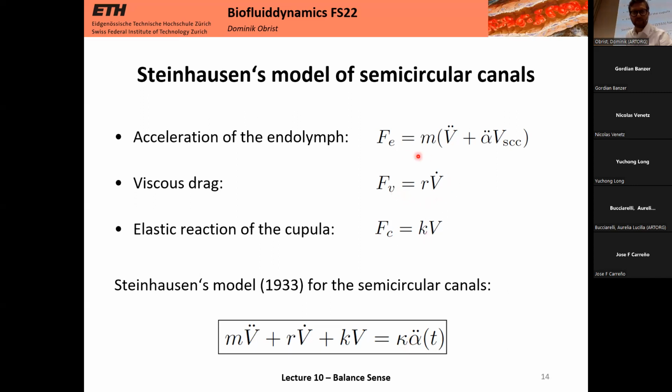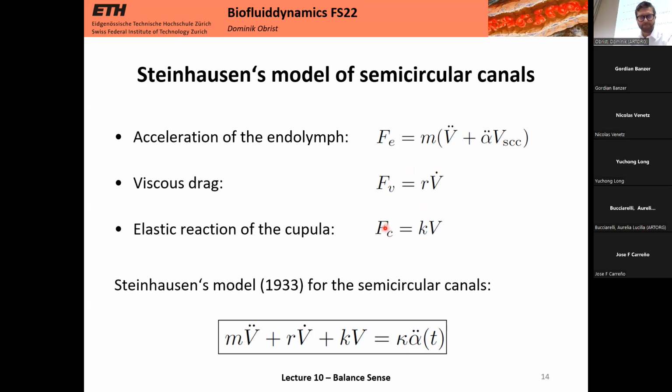Then another force that is acting here is the viscous drag, right? It's a viscous fluid. We have a very slender canal. It's maybe a Poiseuille-like flow inside this canal. It's probably low Reynolds number, or it is low Reynolds number. So we probably could even estimate what this R is through the Poiseuille law. But apart from determining R, we can just say the drag created by this fluid flow is equal to a drag coefficient R times the velocity of the fluid V dot.